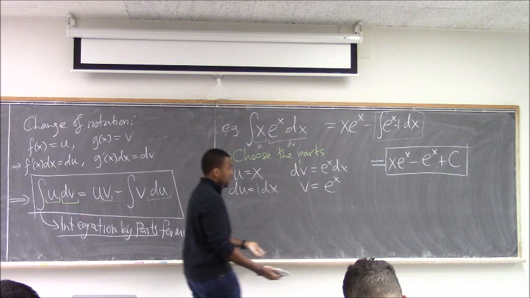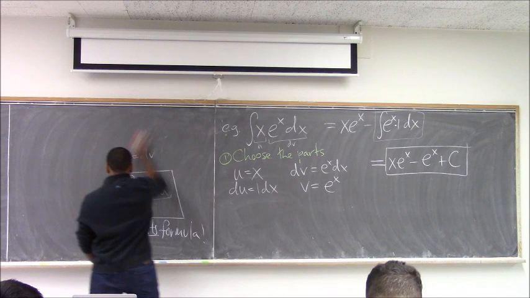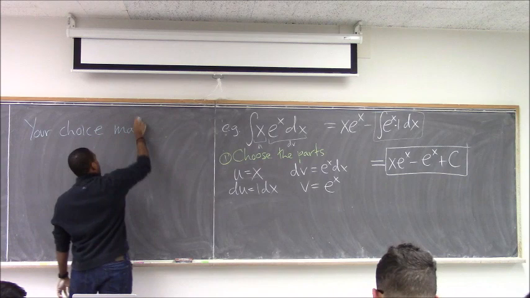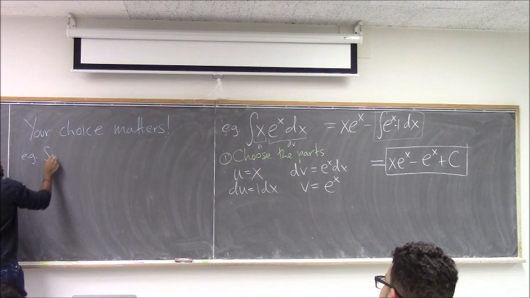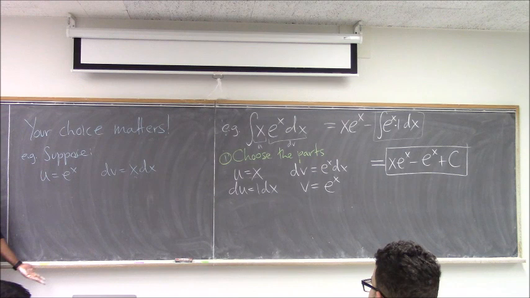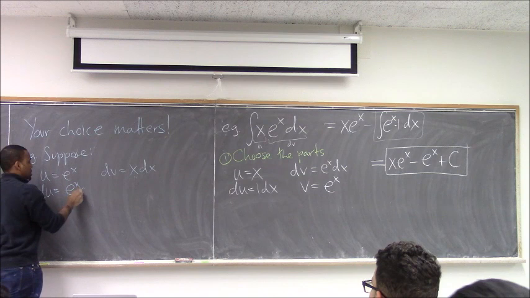Now, here's one thing I want you to note. Not to put any pressure on you here, but your choice matters. For example, suppose we had made the opposite choice, right? Suppose I had said u equals e to the x, and my dv is equal to x dx. Suppose we had made that choice. What would have happened? du would have been what? e to the x dx. Yes. v would have been what?